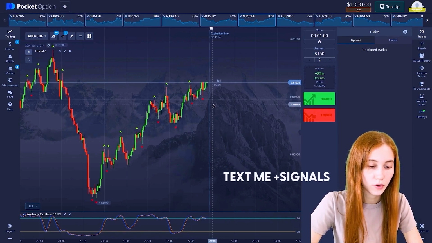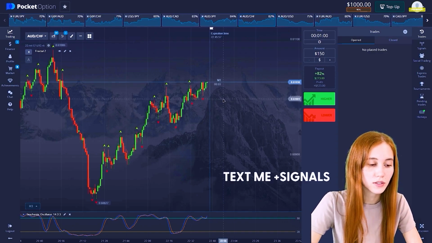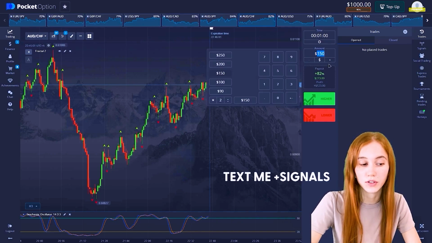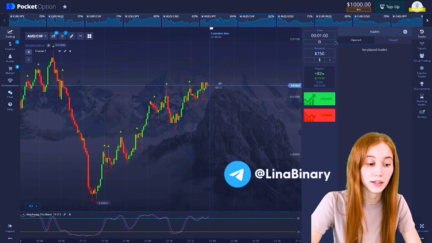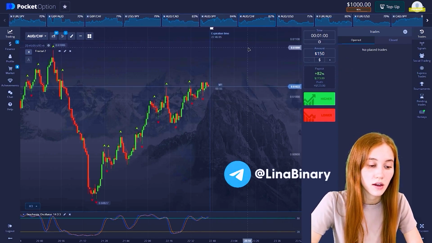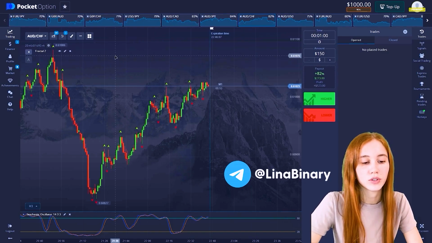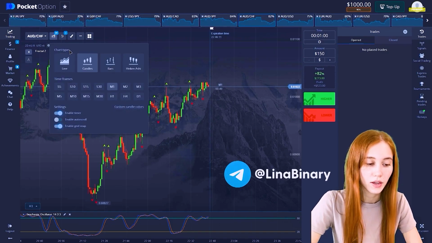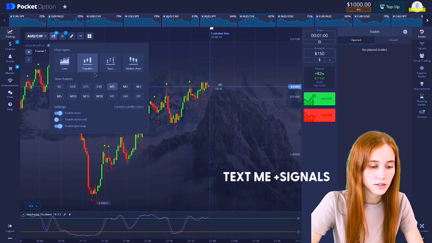And let's set up our workspace. First, we set the trade amount to $150, a little more than 10% of our bank. Also, today we'll trade on minute trades and set a minute time frame and set candles.